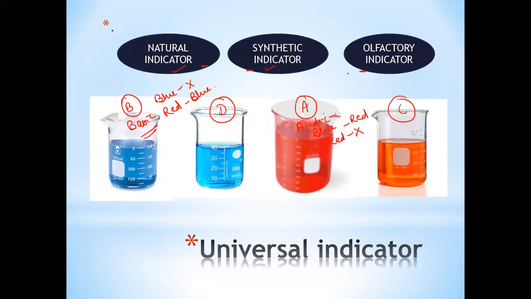Therefore, we need an indicator that tells us the strength of acid or base. That is, how strong or weak a particular acid or base. That indicator is universal indicator. Now, what is this universal indicator?